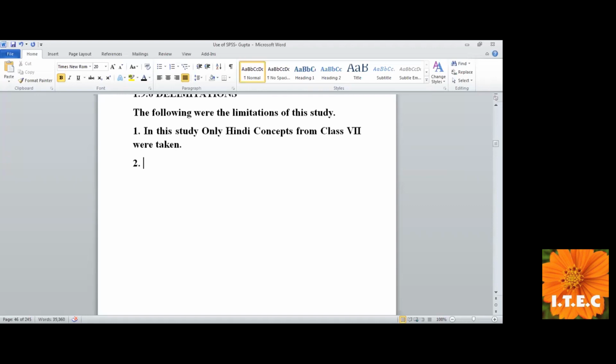The Hindi concepts were from, now you have to see whether you have taken Hindi concepts from prose, poetry, or only grammar. So whatever that is, you can write. Then you can say that only 10 concepts or 20 concepts were taken up for the study.